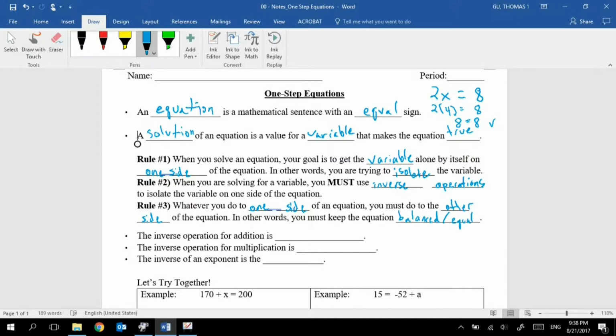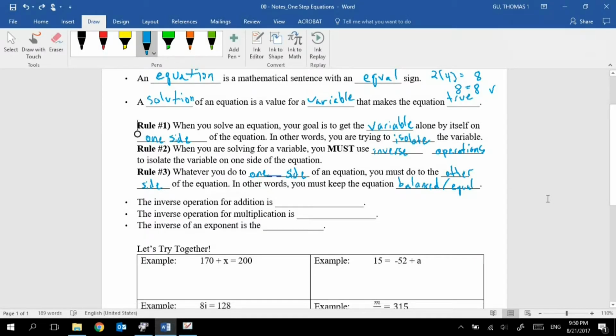So these are the 3 rules, okay? When you solve an equation, your goal is to get the variable alone by itself on one side of the equation. In other words, you're trying to isolate the variable. Rule 2, when you are solving for a variable, you must use inverse operations to isolate the variable on one side of the equation. And rule number 3, whatever you do to one side of an equation, you must do to the other side of the equation. In other words, you must keep the equation balanced and equal.